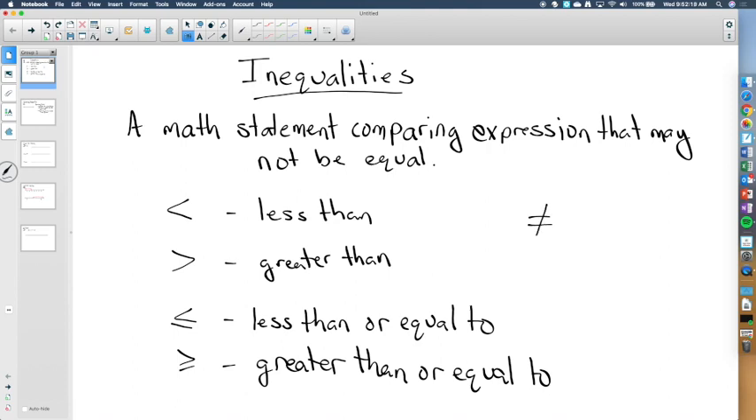and it should be fairly simple looking at that one. That one means not equal to. We don't use that one very often in our solving, but you will definitely need to be using that one a lot as you get into grade 10, 11, 12.